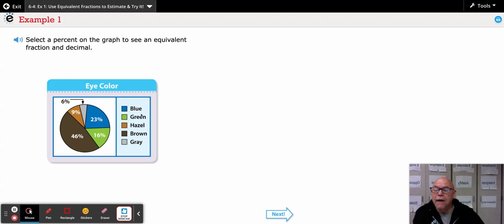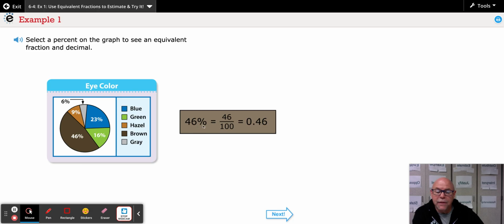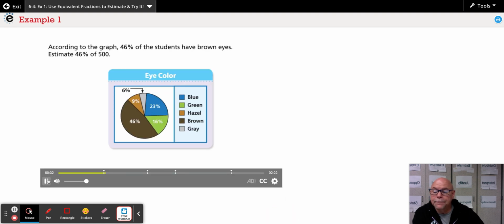Select the percent on the graph. So 46%, remember how to turn that into a fraction and then to a decimal, right? It's 46 divided by 100. Right now, in regular 46, the decimal point is after the 6. Dividing by 100, move it 2 places to the left, and we get 46 hundredths. According to the graph, 46% of the students have brown eyes.